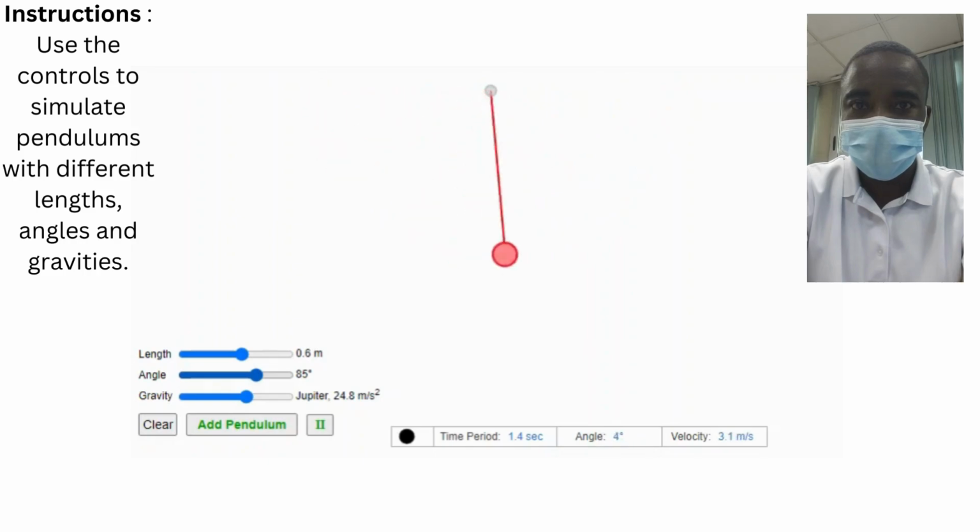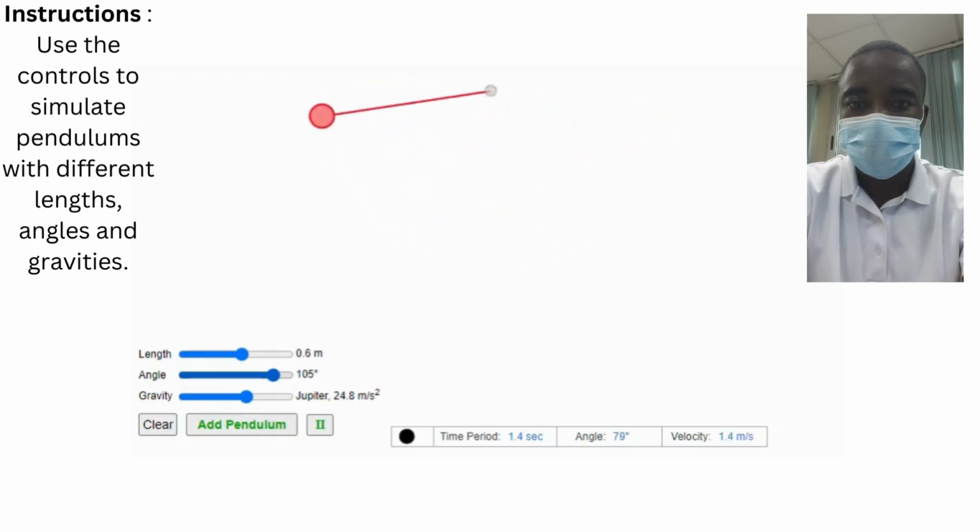The simulation helps students understand the concept of simple harmonic motion, which is a specific type of periodic motion where the restoring force is directly proportional to the displacement from the equilibrium position. The motion of a pendulum can be approximated as simple harmonic motion for small angles of displacement. By observing the motion of the pendulum, students can see how the principles of simple harmonic motion apply to real-world scenarios.